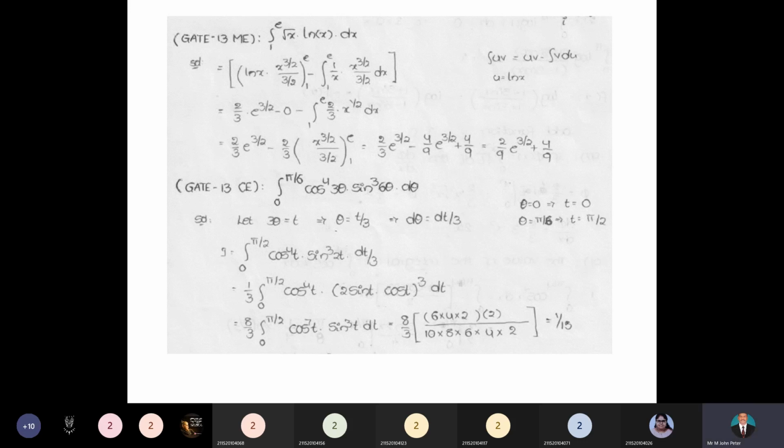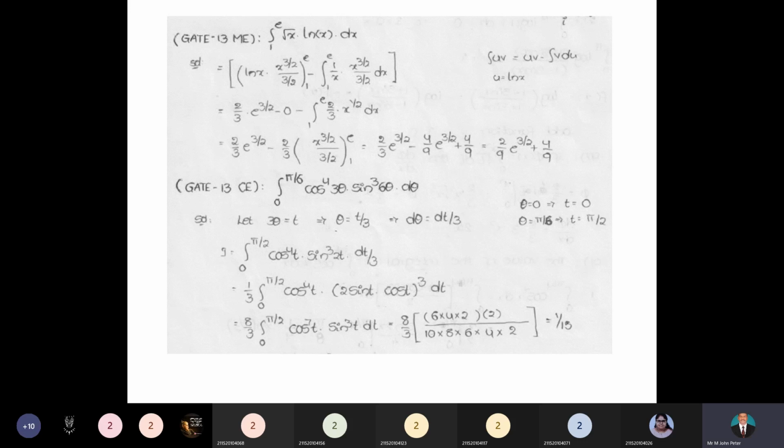v is equal to root x, that means x power 1 by 2. So u into v1, u as it is, that means ln x, that is log x. Root x means x power 1 by 2. It is in the form of x power n plus 1 divided by n plus 1 integration. So x power 1 by 2 plus 1 divided by 1 by 2 plus 1. 1 by 2 plus 1 is nothing but 3 by 2. That's why we are getting x power 3 by 2 divided by 3 by 2. See where I kept the cursor.